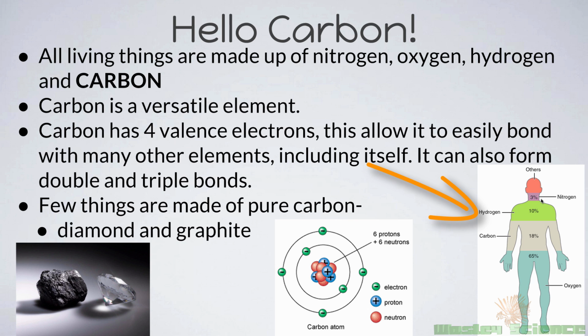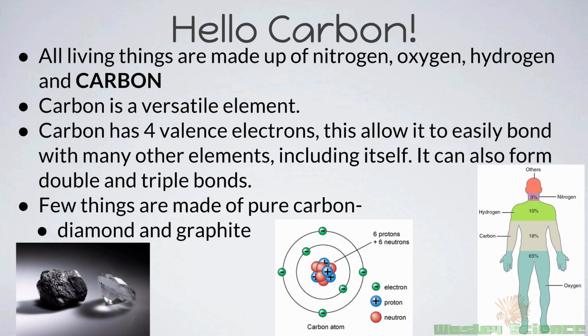It's just a diagram that kind of makes it look like our shoulders are made of hydrogen and our neck's made of nitrogen. But 3% of us is nitrogen, so the least amount of us is nitrogen. Most of us is oxygen, and then carbon and hydrogen. Anyway, carbon is a versatile element.